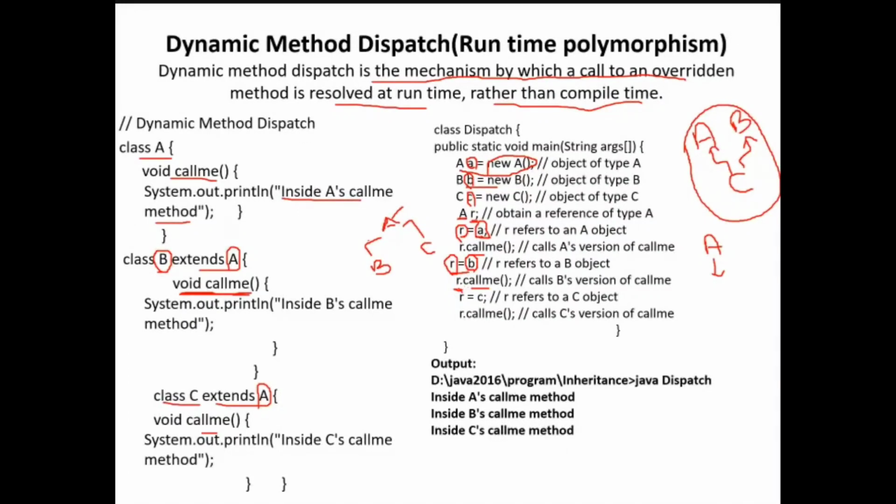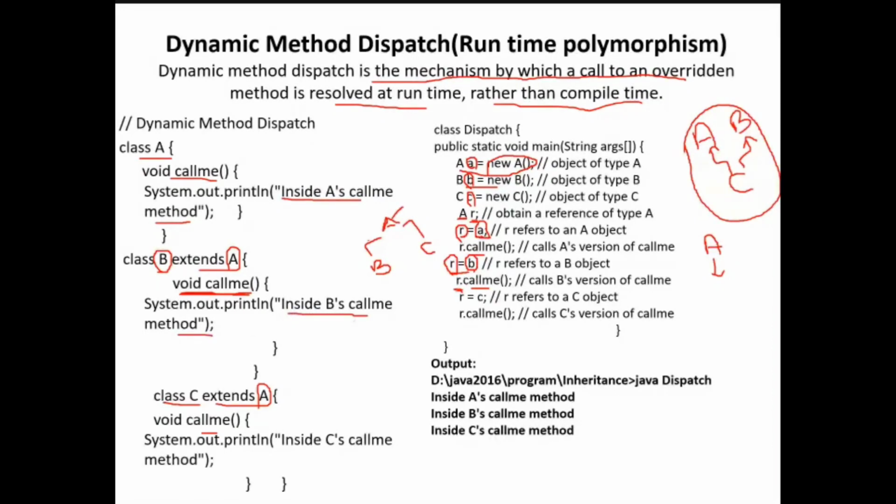So now what will happen? Instead of checking the type of R, it will check the content of R. So which class object does R contain? The derived class, B class object. That's why when I call R dot call me, it will call the B class method. So it will print inside B call me method.